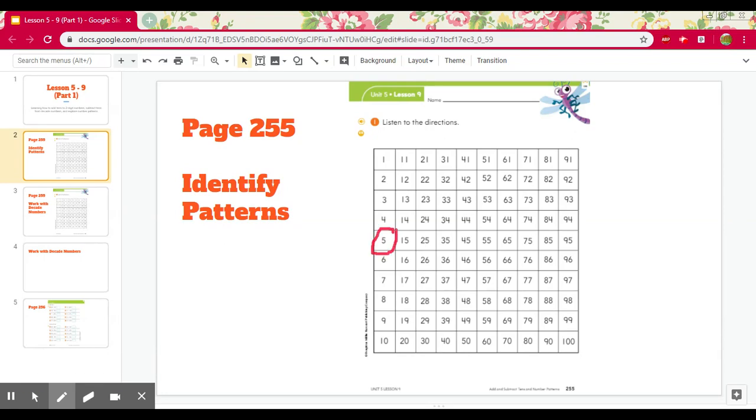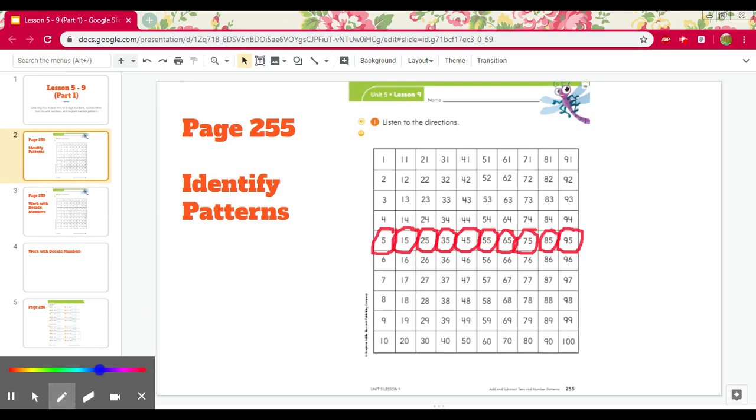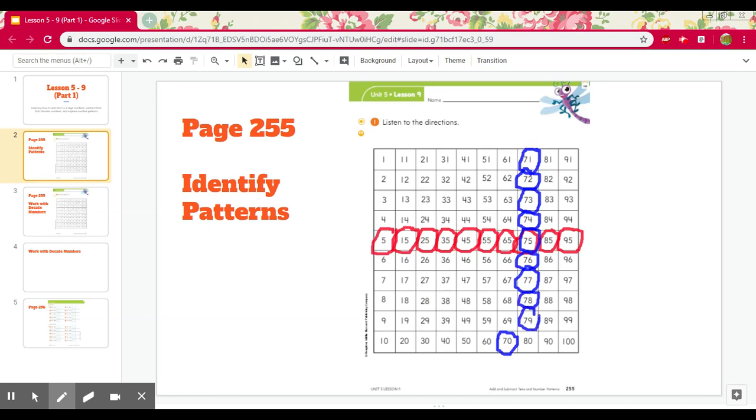5 has 5 ones. 15 has 5 ones. 25 also has 5 ones. 35, 45, 55, 65, 75, 85, and 95 all have 5 ones. Now let's circle every number with 7 tens in blue. 70 has 7 tens. 71 also has 7 tens. 72, 73, 74, 75, 76, 77, 78, and 79. They all have 7 tens.